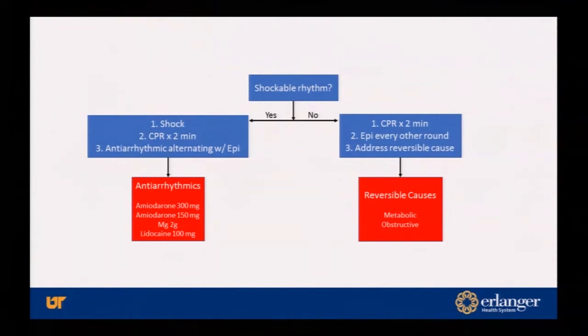So to go over that timeline again, with each pulse check, you're going to decide whether you're going to give a shock, and you're going to decide whether you're going to give an antiarrhythmic or you're going to give epinephrine, and that's for the algorithm for a shockable rhythm.